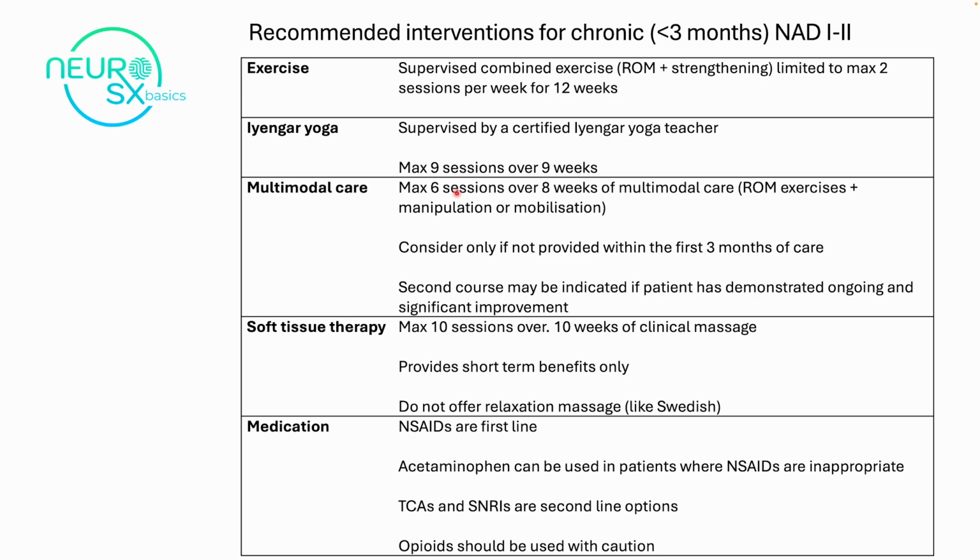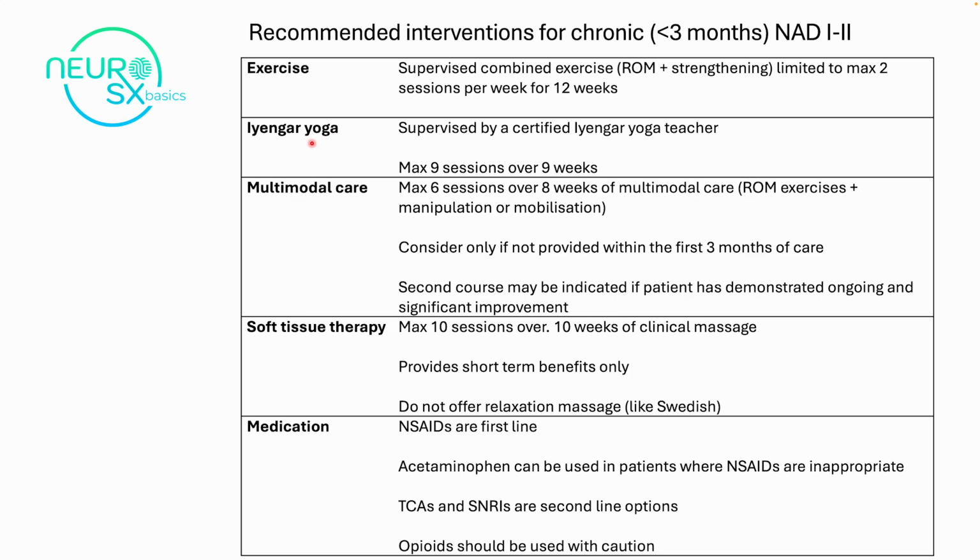Now, what about patients who have chronic NAD I to II? So again, they would require structured patient education and reassurance, but those two can be combined with any one of these 5 different modalities. So these are a little bit different for the chronic patients. For chronic patients, you have to offer them exercise, which is not just unsupervised and at home. It needs to be supervised combined exercise, range of motion with strengthening. So here, resistance training will come in play, which is limited to a maximum of 2 sessions happening per week for a total of 12 weeks.